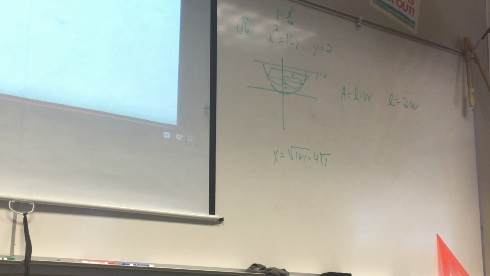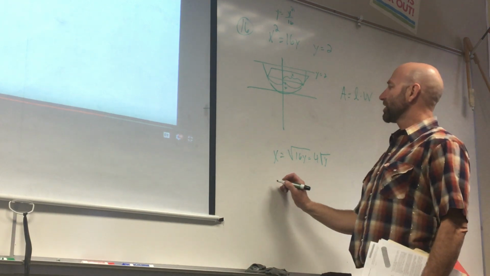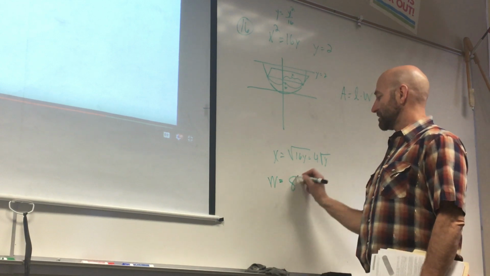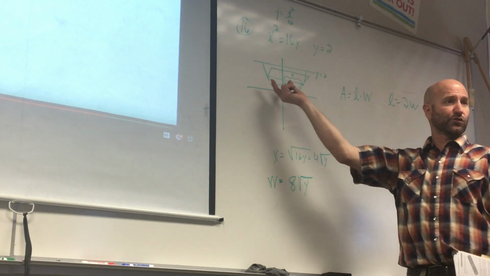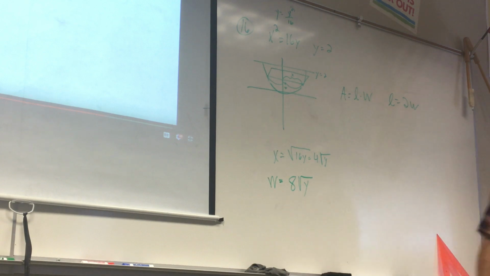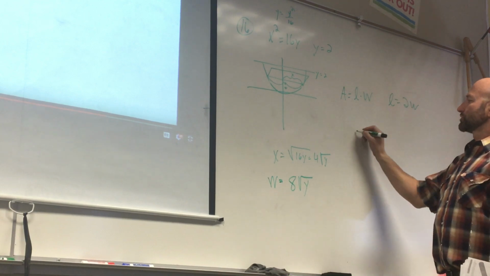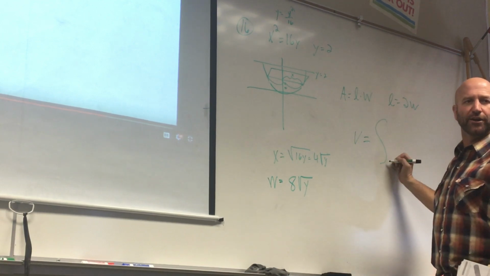Okay? A lot of us don't like to simplify the square root of 16. They like to leave the square root of 16 on the paper, not me. Okay? That's what x is. So, how long is my width? 8 square roots of y. Yes? Right? Why is it 8 square roots of y? Well, you got 4 square roots of y there and 4 square roots of y there, and put them together, you get 8 square roots of y. Okay? Now, so for me to get the volume, I'm going to integrate from where to where?